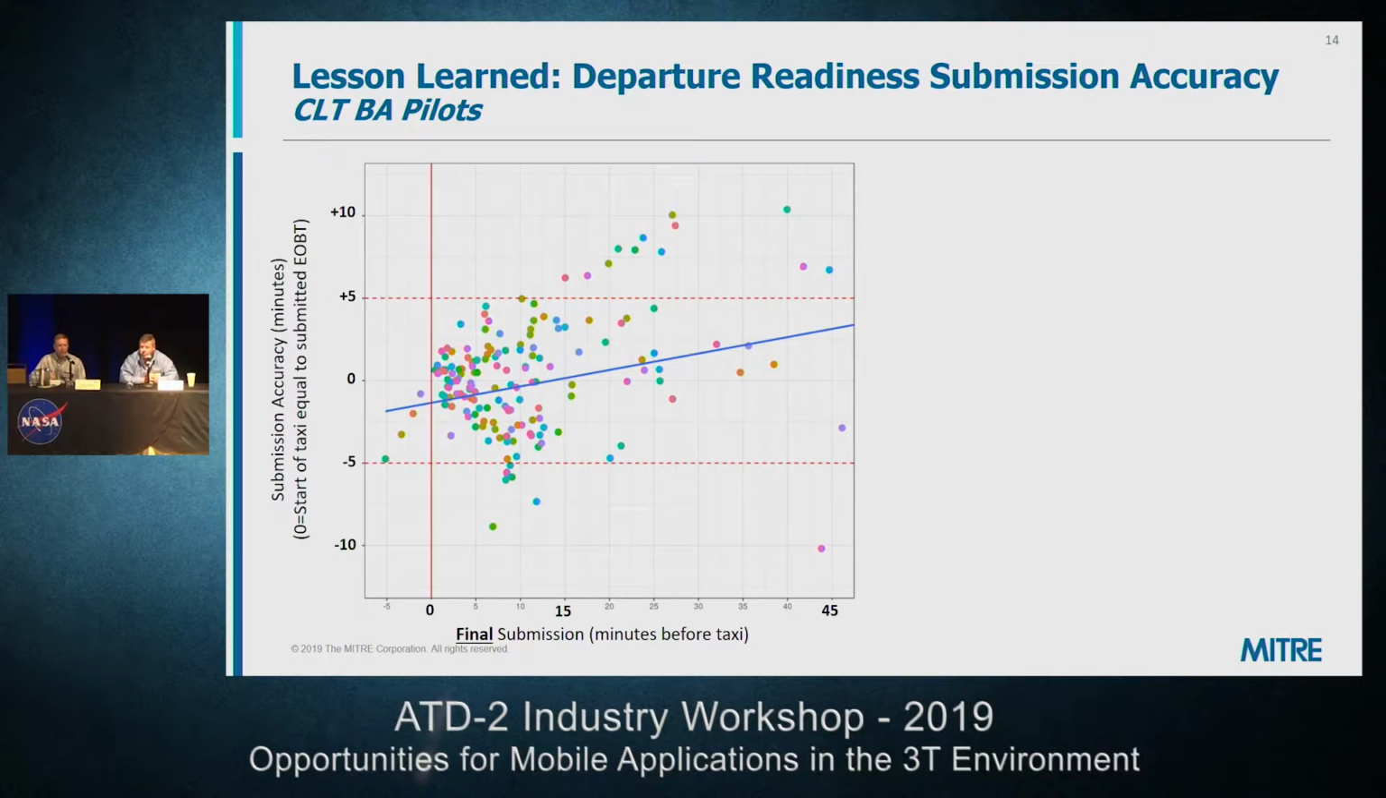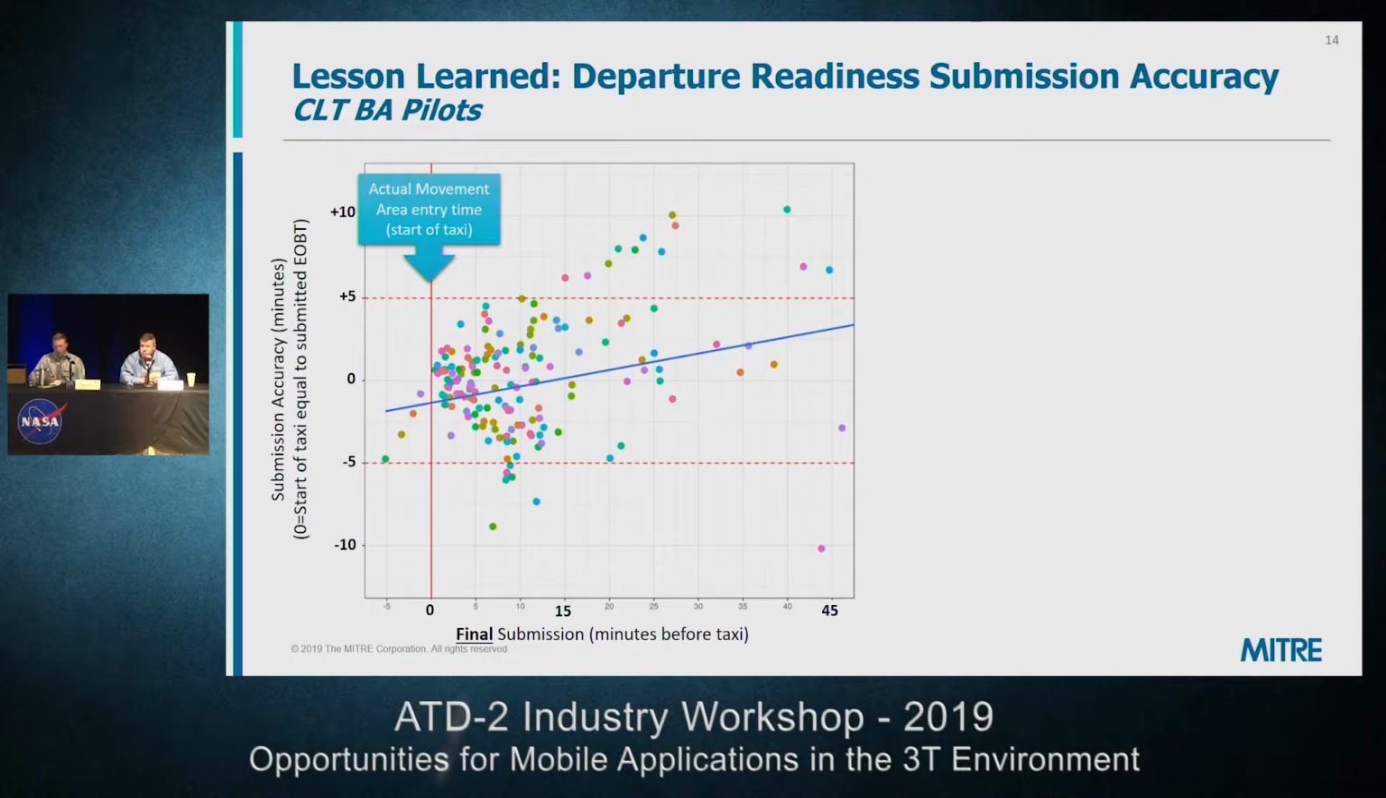So when it comes to submission accuracy, I don't know how well this translates. What you're seeing here is some data we collected from Charlotte, some of our participating pilots. Each dot represents a departure readiness time that a pilot submitted. And what you see right here, this y-axis at 0 is their actual movement area entry time. So that's when they were ready to go. And moving out to the right along the x-axis is the minutes before taxi. So that's kind of the look ahead time. How far in advance did they submit that time?